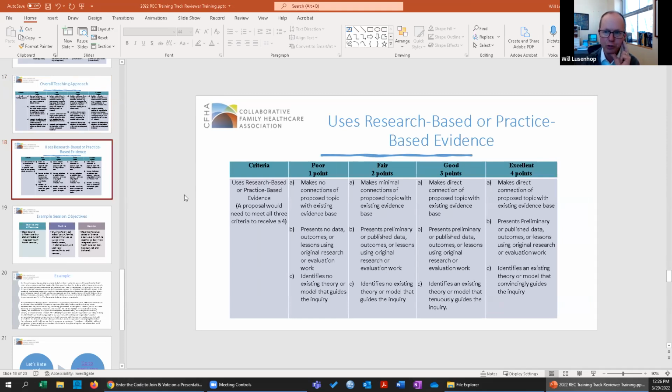Finally, uses research-based or practice-based evidence. So again, one of the other ideas of this track is there's actually something to back up or demonstrate the skill that's being learned. So here we go: makes no connections of the proposed topic to the existing data. So basically, somebody's doing something, but they don't even mention data, or they don't mention any evidence. Makes minimal connection to the topic within the evidence base. Again, it's preliminary or published data. Maybe no theory or model. And then again, as we go across, it gets a little bit more stringent.